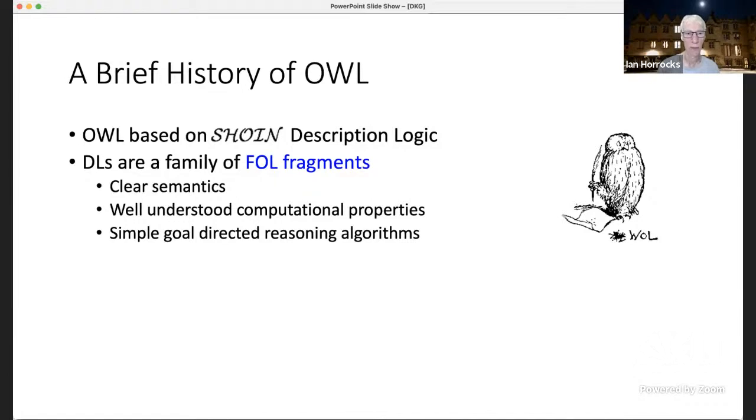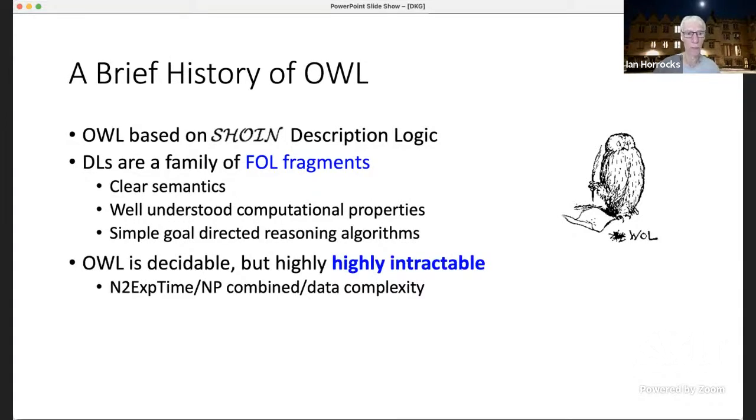And the goal with description logics is to try to find decidable fragments with good computational properties and to exploit that to develop effective goal-directed reasoning algorithms. And a lot of that work had already been done, and a whole bunch of these different description logics with different combinations of features, which correspond to different fragments of first-order logic, had been explored, and practical reasoners developed for them. So that seemed like a good basis for an ontology language.